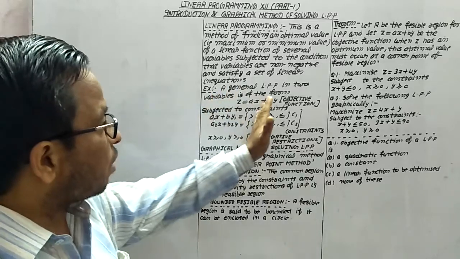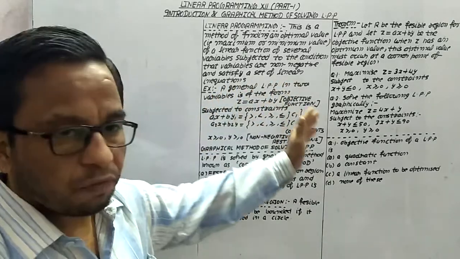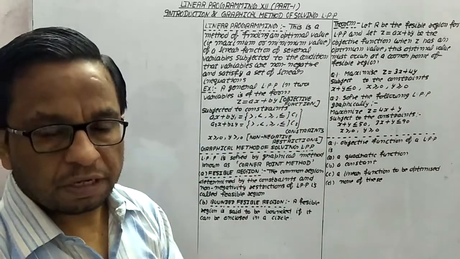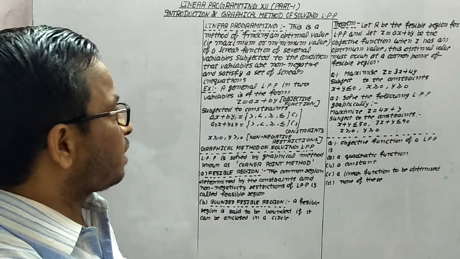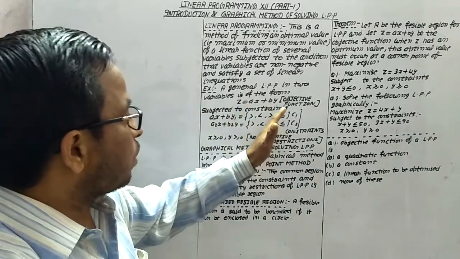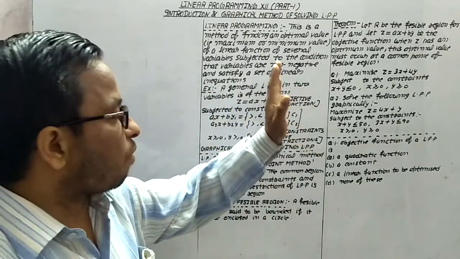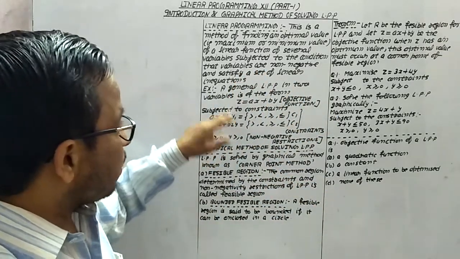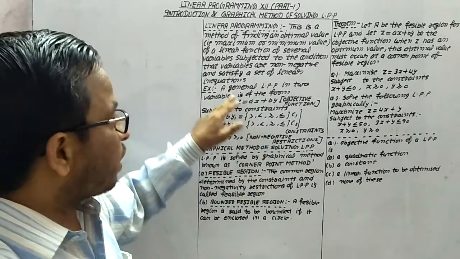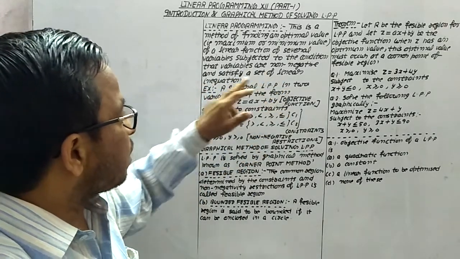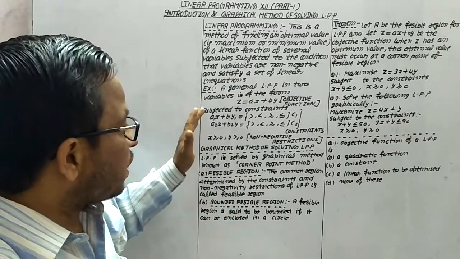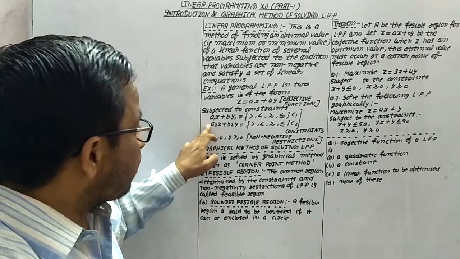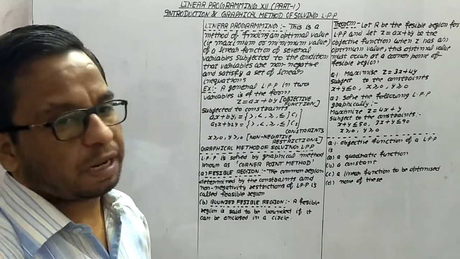So a general structure of LPP in two variables is of the form z equals ax plus by. It is known as the objective function which we have to optimize. That means we have to find the maximum or minimum value of this objective function subjected to the constraints. These are the linear inequations, and these linear inequations are known as the constraints. It may be 1, it may be 2, or it may be 3.